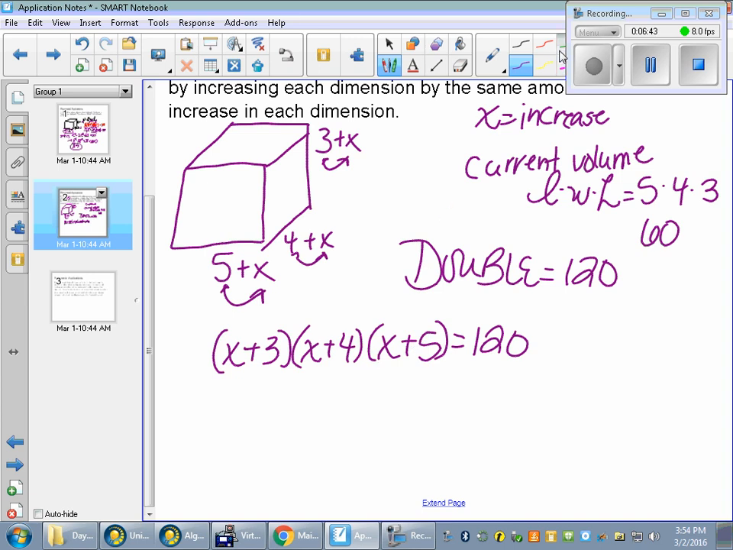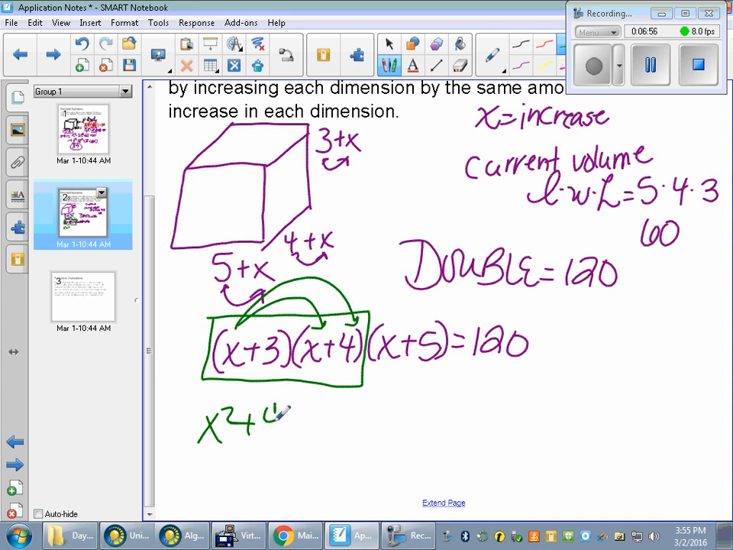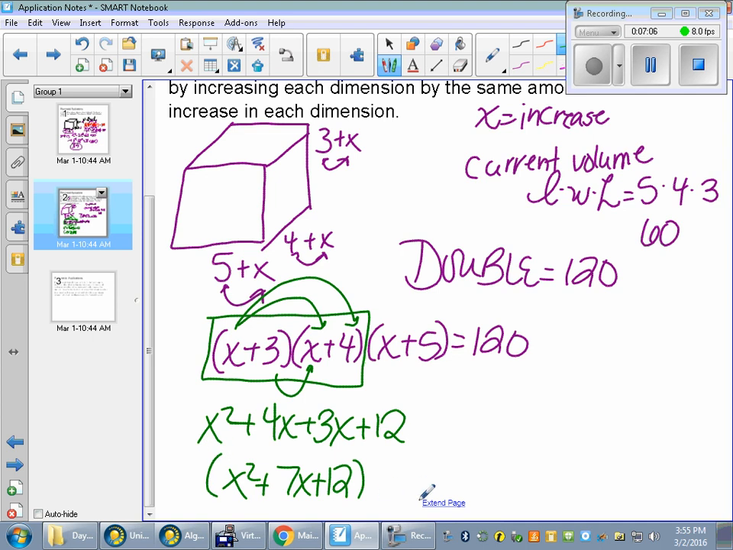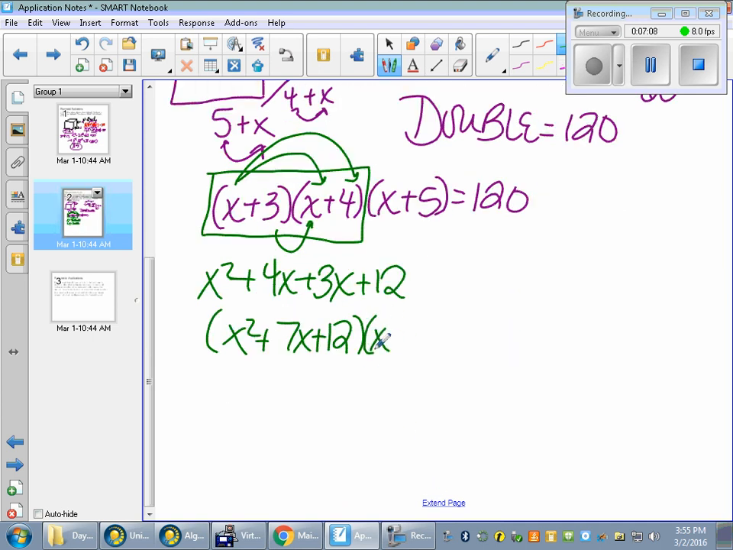Now how do we multiply together these three binomials? Remember, we did one of these yesterday. FOIL the first two. Combine like terms. And then multiply that with our last one. And you can do the box method if you like.